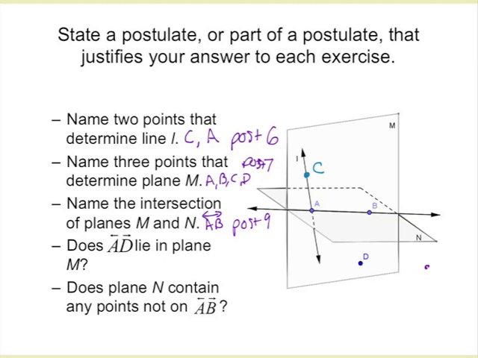Does line AD lie in plane M? Well, it's not there, but we could always draw it in. Yes. And when I do that, this is our connecting the dots on a sheet of paper problem. So A and D are both in M. If I connect the dots, I did that in M. So that's a yes. And the connect the dots postulate is 8. 2 points in the plane, connect them, the line is in the plane.